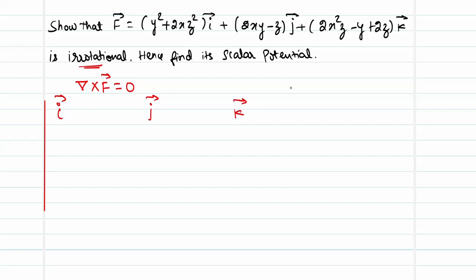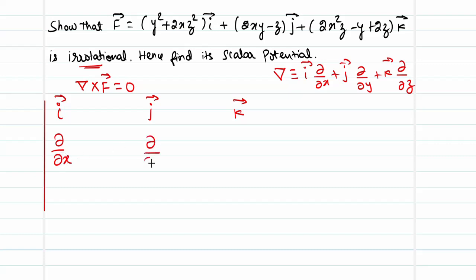Next, coming to my del, what is going to be my del? Del is the operator i ∂/∂x, j ∂/∂y and k ∂/∂z. Now what is the i component of it? This is going to be ∂/∂x. So under i, replace it as ∂/∂x. Under j, write your j component. What is the j component over here? It is ∂/∂y. And the last one is my k component, ∂/∂z.